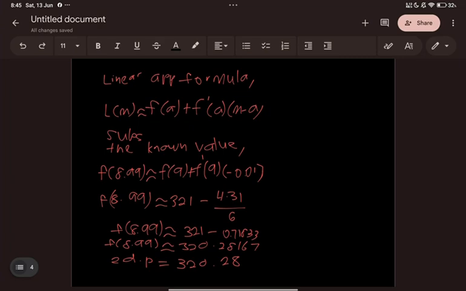71.833. And for the final step, we will use the linear approximation formula and substitute our known values into the formula, which is 331 plus 431/6 multiplied with negative 0.01, and we will get the final answer, which is 320.28167. So correct to two decimal places, the estimated value is 320.28.